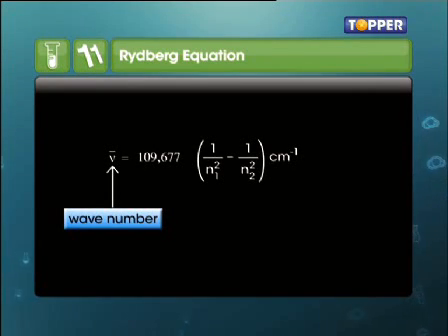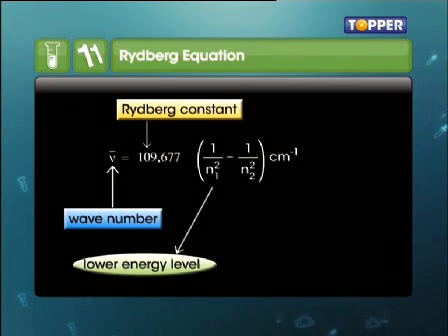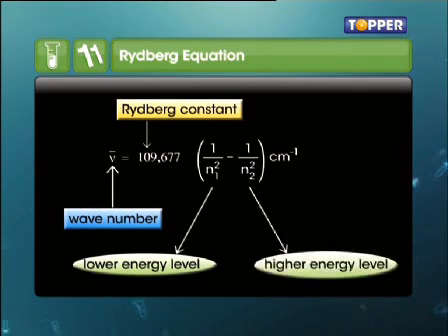In this formula, nu bar is the wave number of a spectral line. 109,677 cm^-1 is called Rydberg constant, and n1 corresponds to lower energy levels and n2 corresponds to higher energy levels.